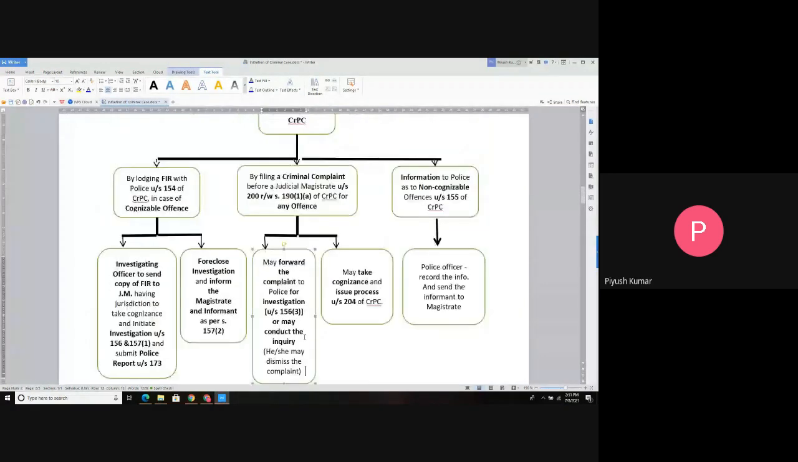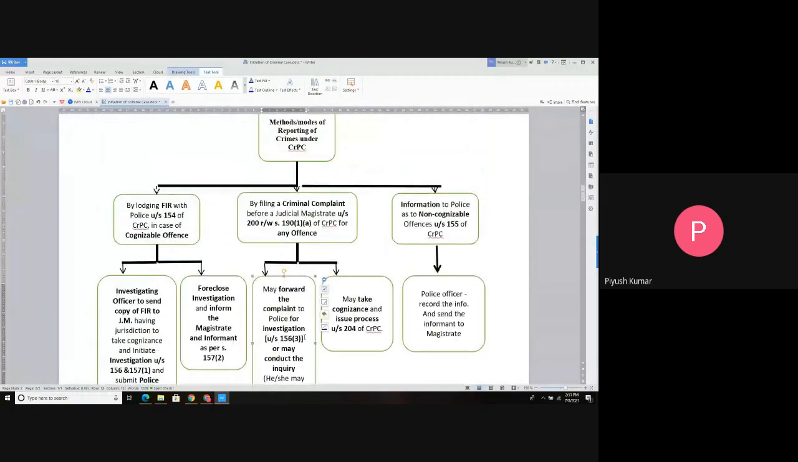So this is in brief about 3 modes of reporting the crime. And this reporting of crime is the first method of initiating a criminal case, which is a very popular method. हमें यही लगता है कि भाई criminal case जो initiate होता है ना, it is initiated by reporting the crime.